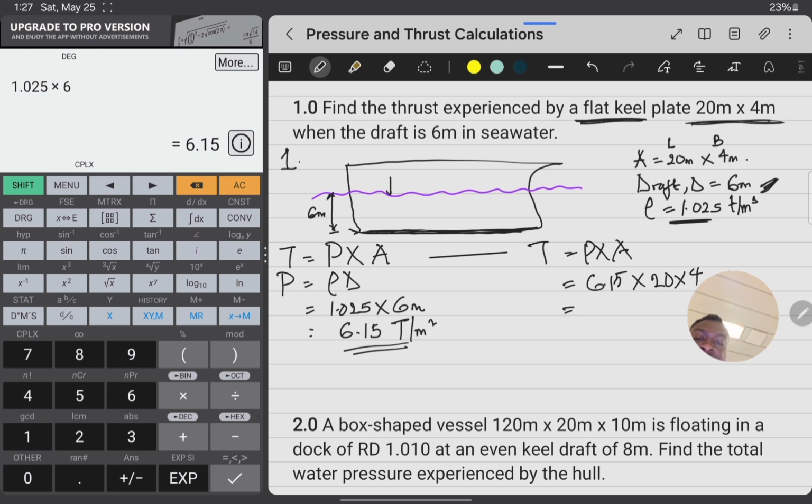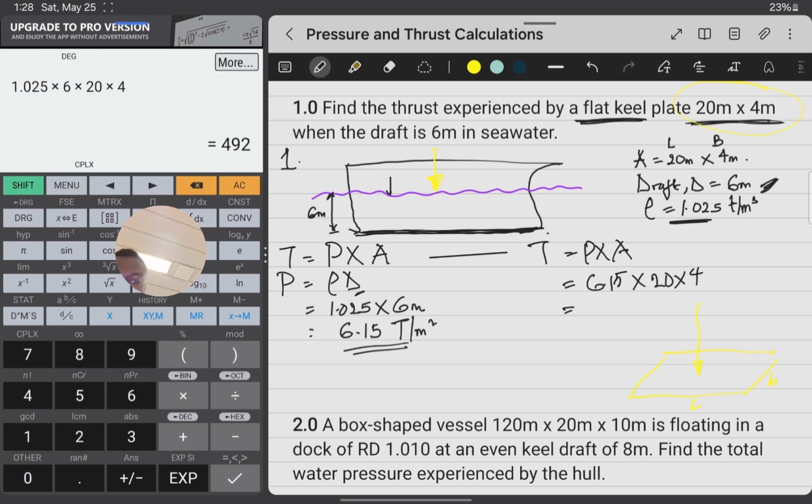So here we understand that we just use the depth as it is, and we use the area as the area of the rectangle, because the keel is a rectangle. According to this, it's a rectangle. So the keel, if we look from the top like that, it's going to look like that. The pressure is acting that way on the keel. So length times breadth. We say 6.15 times 20 times 4 gives us 492 tons.